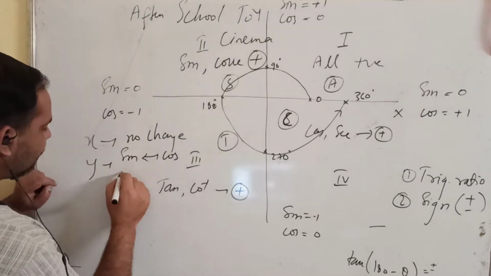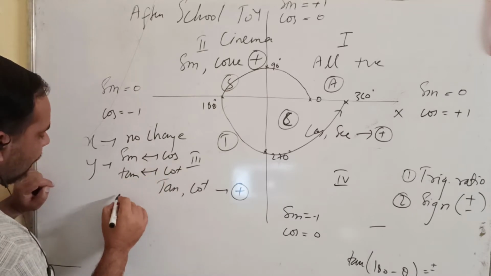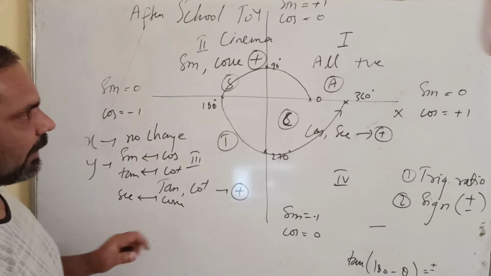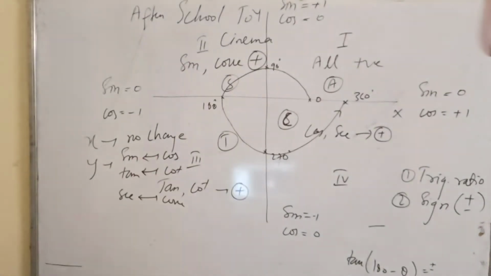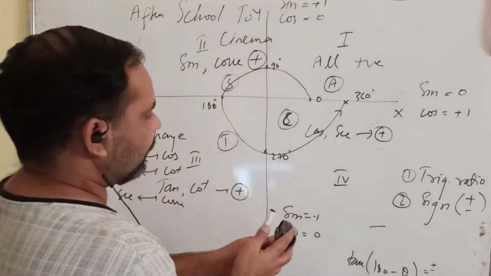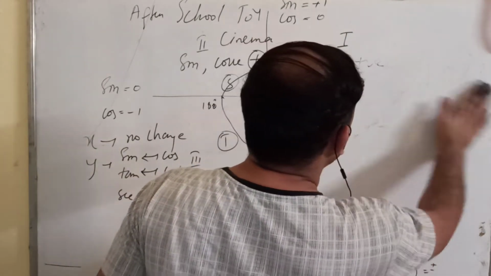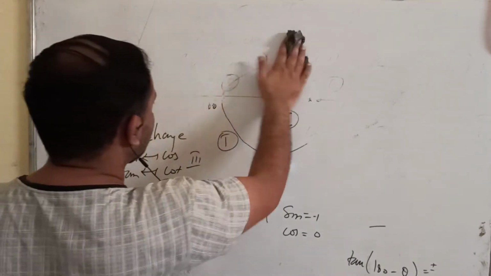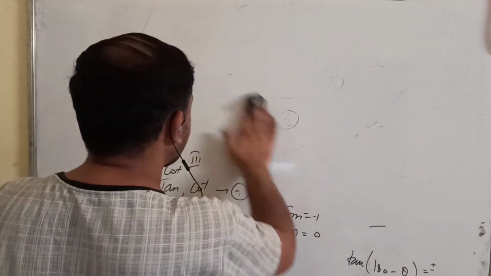Then tan will become cot and cot will become tan. And sec will become cosec and cosec will become sec. So let me once again tell you. Now I will draw a proper diagram in which I will write all the rules on that diagram itself, and then we will find out some values. We will go for some examples.